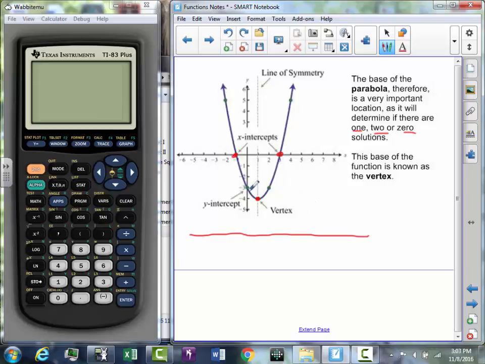This point right here is so important. The base of the parabola is so important. It has a very special name. It's called a vertex. I just need you to know that name, the vertex.